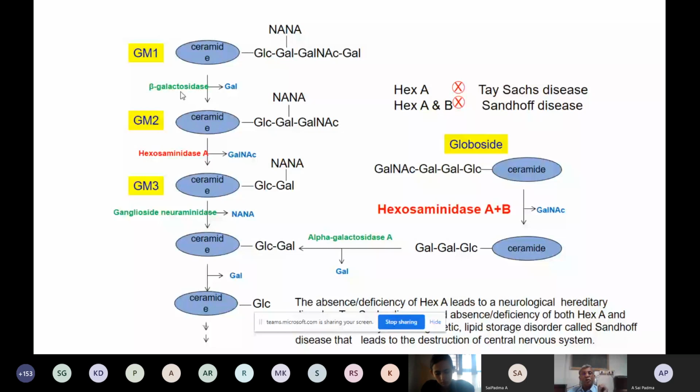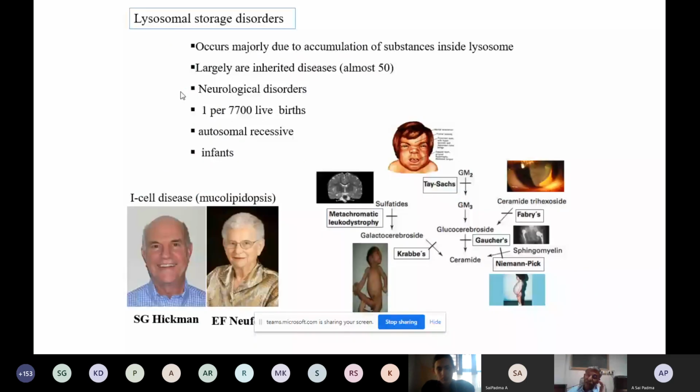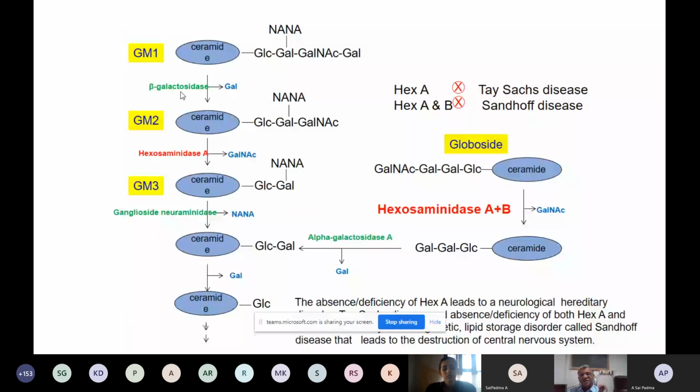For example, the absence of two distinct enzymes, hexosaminidase A and hexosaminidase B, will lead to Tay-Sachs disease and Sandhoff disease. These are involved in removal of N-acetyl-glucosamine or N-acetyl-galactosamine sugar from different glycolipids and gangliosides in the neurological tissue. And absence of this will lead to accumulation of these particular glycan structures, thereby causing different types of neurological disorders.